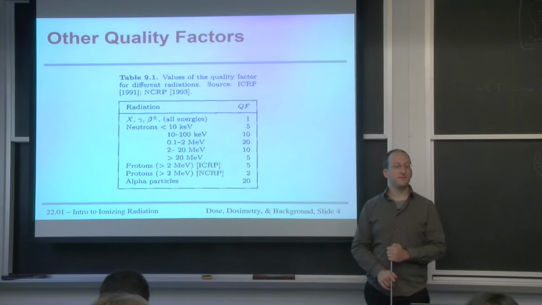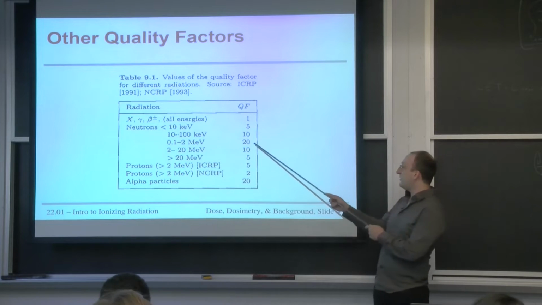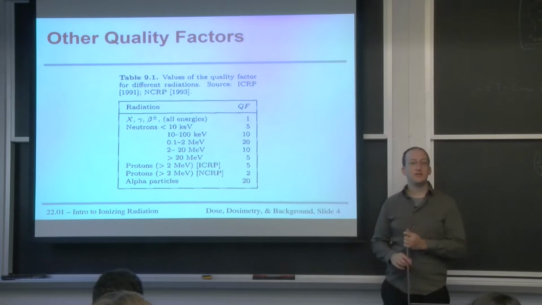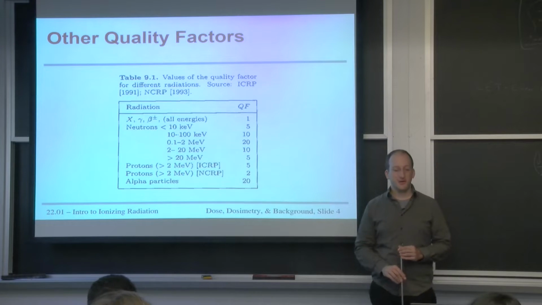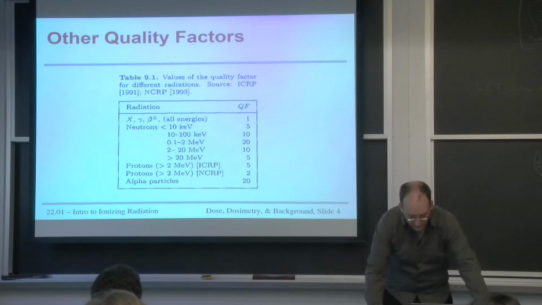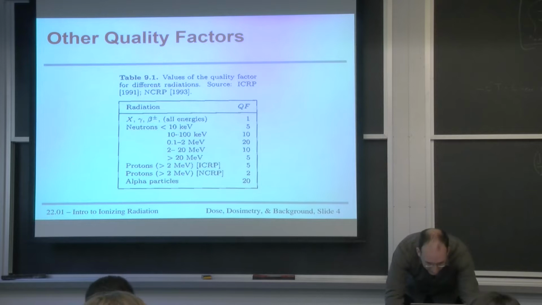Yeah? Well, because there's less of a probability that it would actually interact with the surrounding atoms. Absolutely. Right around 2 MeV or 1 MeV, these cross sections tend to go down. If we look at the cross section for neutrons in anything, let's look at hydrogen.